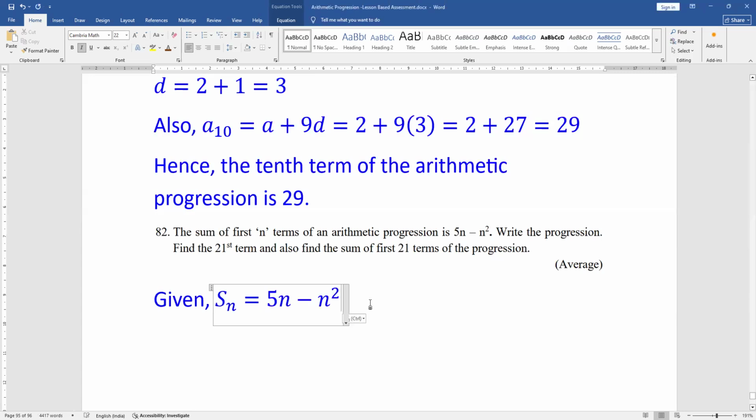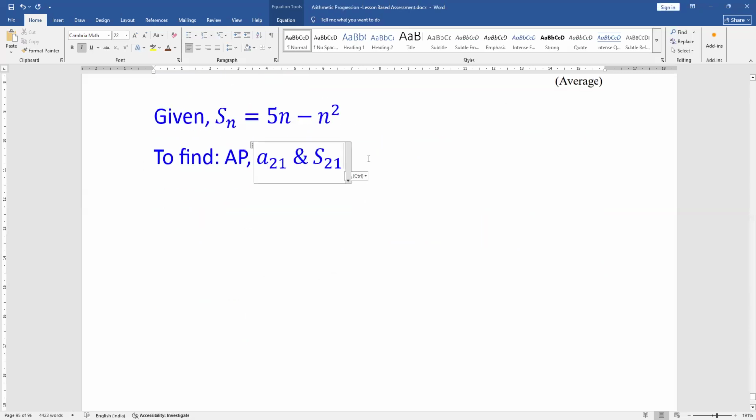What do we need to find here? We need to find the AP. At the same time, we also need to find the 21st term, which is A21, and find the sum of first 21 terms.